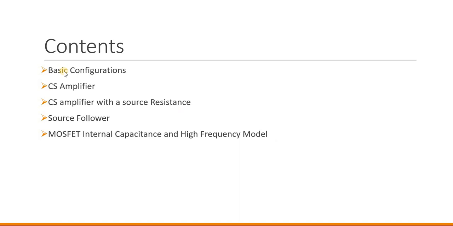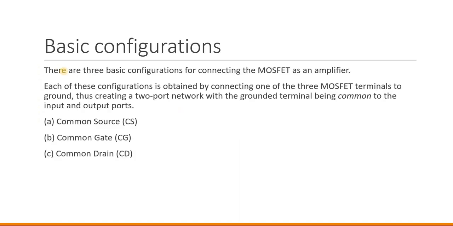Out of these, we are going to study initially the basic configurations. Similar to BJT, as I told, 3 configurations are there. These are the basic configurations for connecting the MOSFET as an amplifier. Each of these configurations is obtained by connecting one of the 3 MOSFET terminals, source, gate and drain, to ground. So one of the terminals will be grounded, and based upon that the configurations are made.